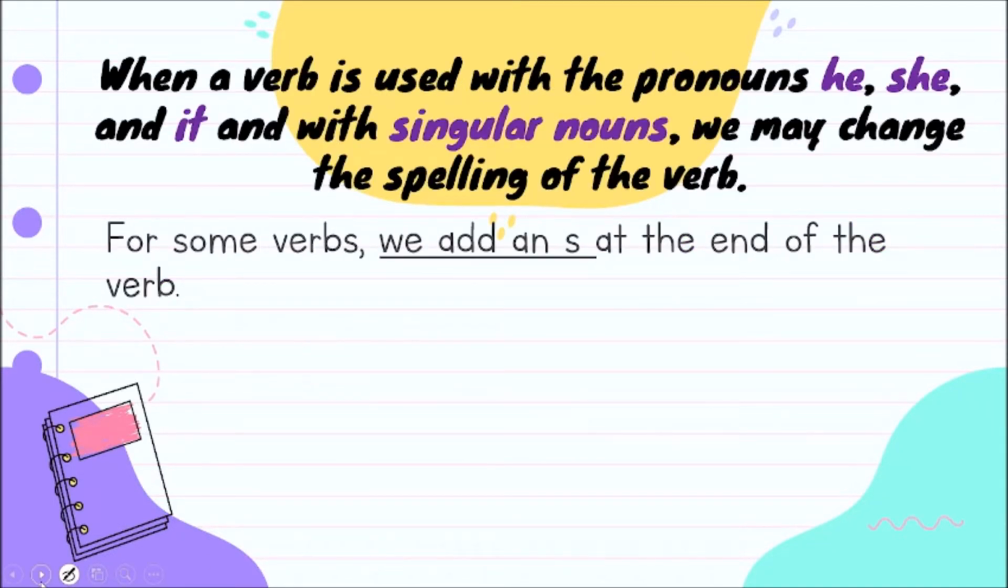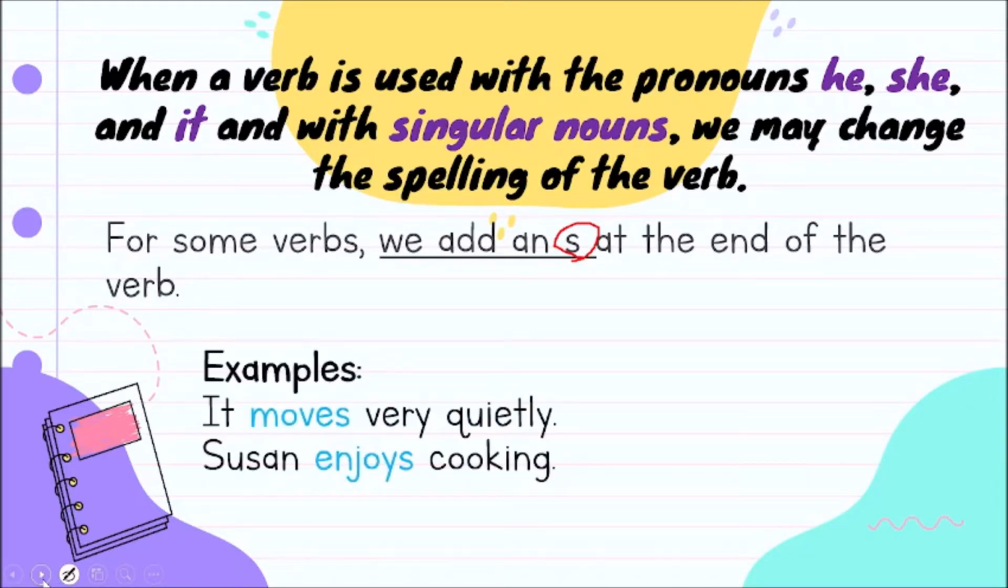Then, when a verb is used with the pronouns he, she, and it, and with singular nouns, we may change the spelling of the verb. So here are the rules. For some verbs, we add an s at the end of the verb. So s is all we need to add for some verbs. Examples: it moves very quietly. Susan enjoys cooking. So as you can see, we use the pronoun it and Susan is singular. So both of our nouns are singular.